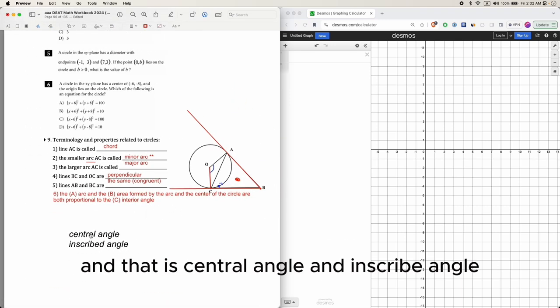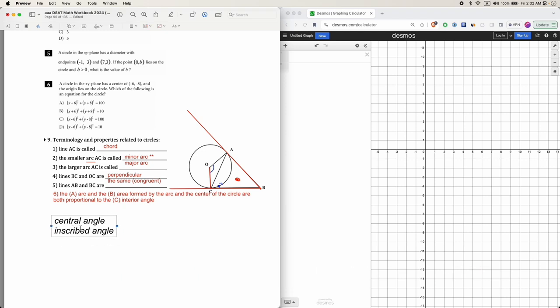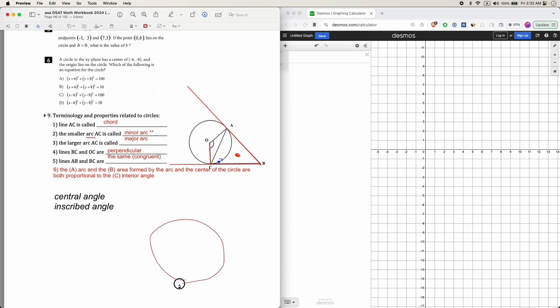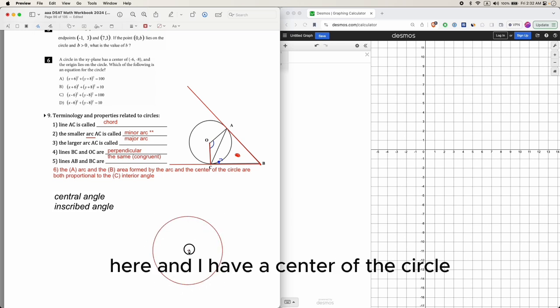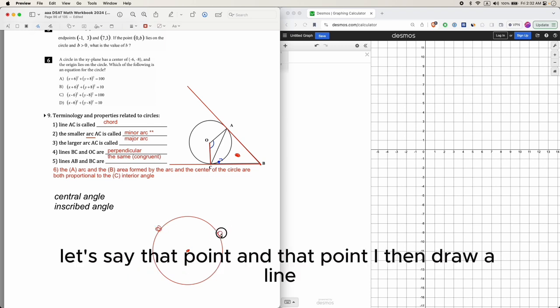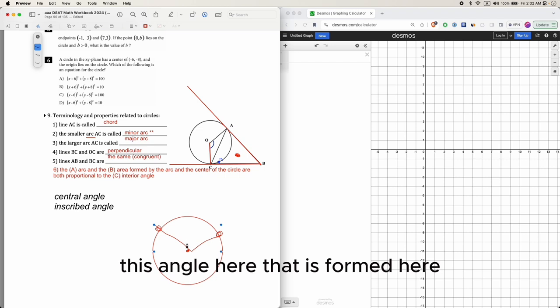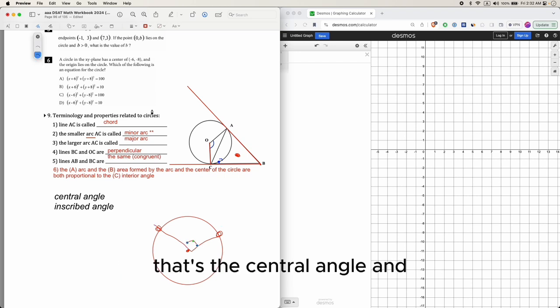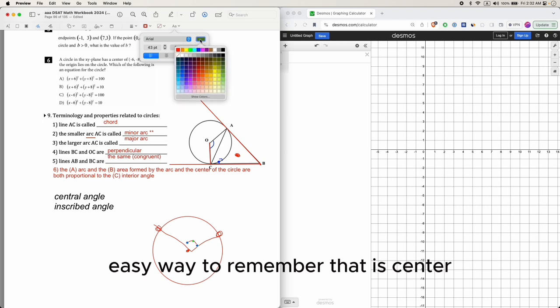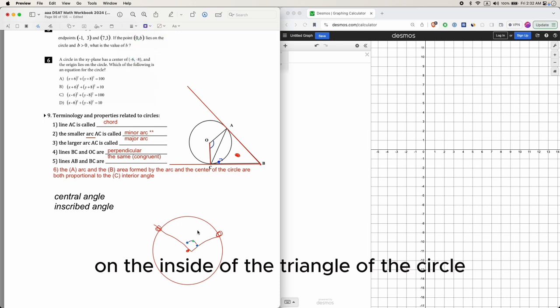And that is central angle and inscribed angle. And these are important concepts for the SAT also. If I have a circle here, and I have a center of the circle, I can find any two points on a circle, let's say that point and that point. I then draw a line, a radius from that point to the center, as well as from the center to the other point. This angle here that I just formed, that's the central angle. And an easy way to remember that is central angle sounds like center angle, so it's an angle on the center, on the inside of the circle.